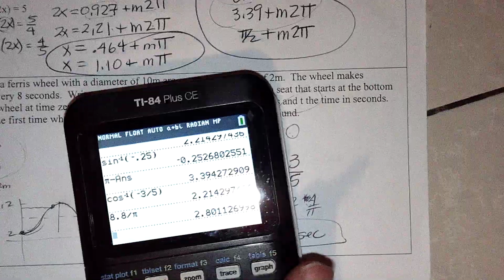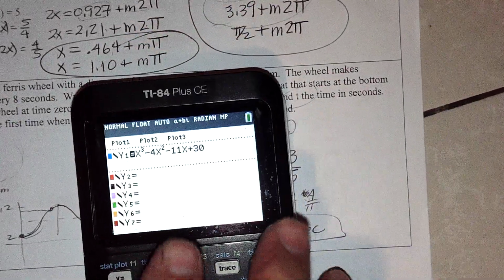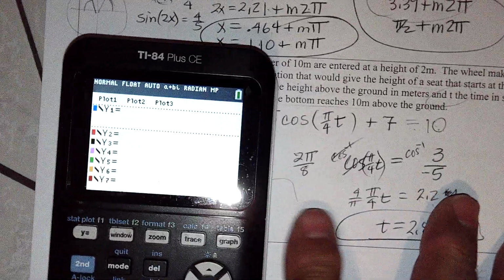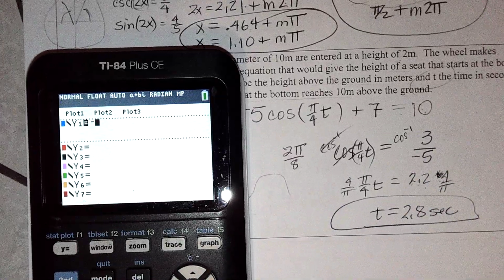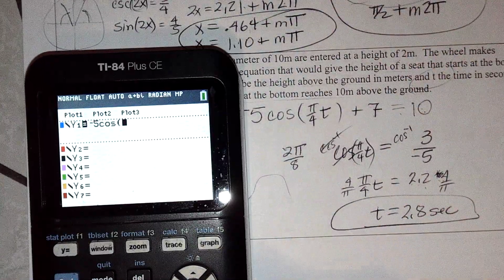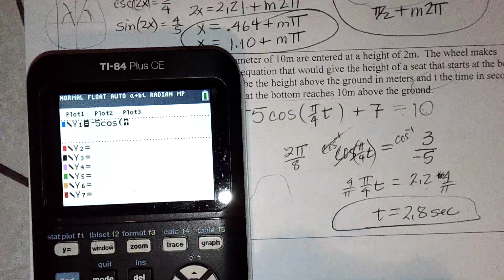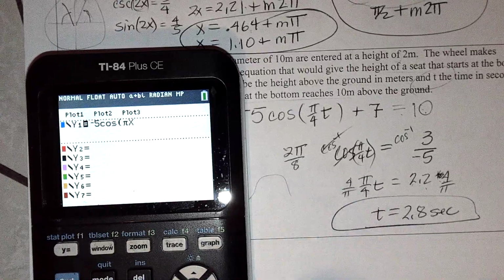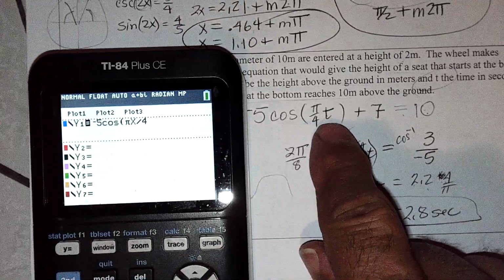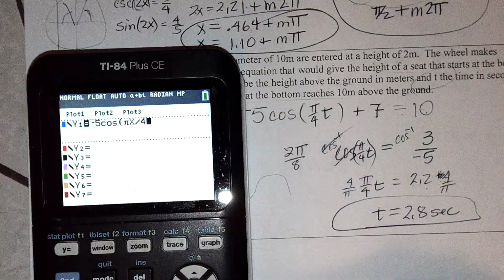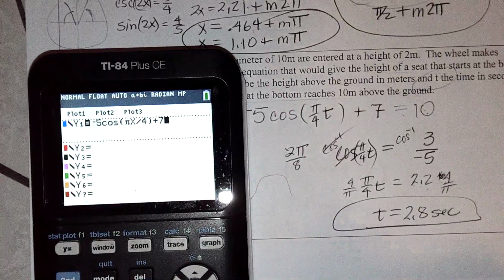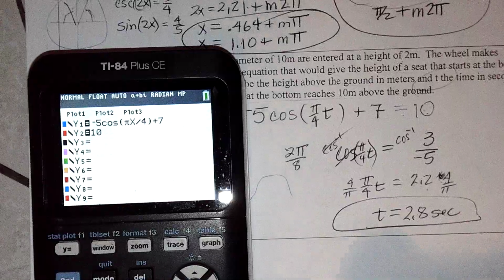Now I could have got that also by just graphing my equation. My equation was -5 cosine of pi x divided by 4, close parenthesis, plus 7. And I want to know when that equals 10.